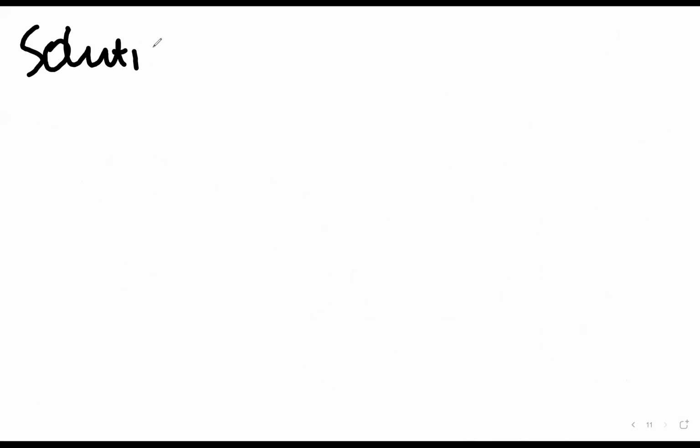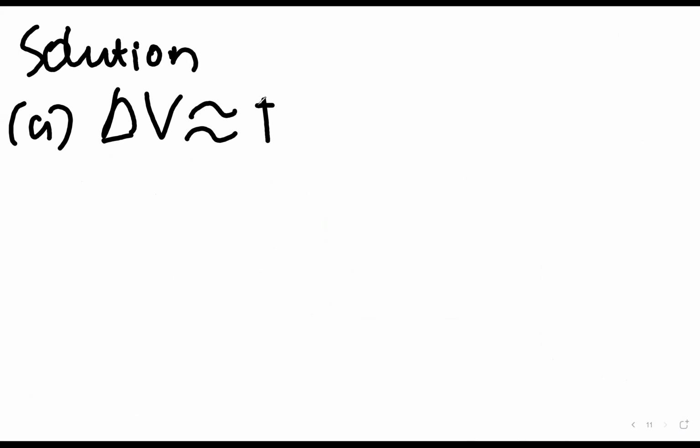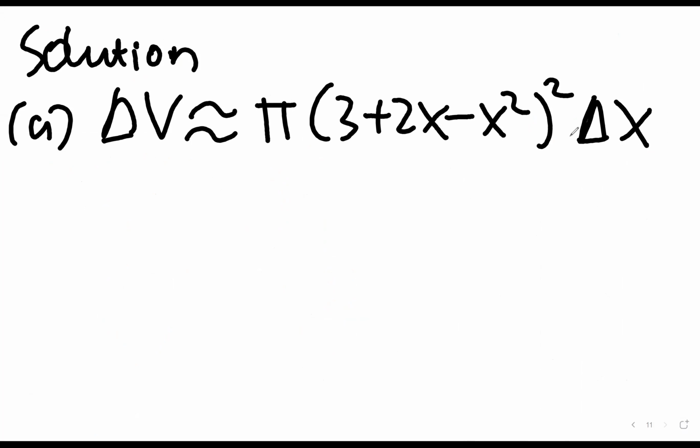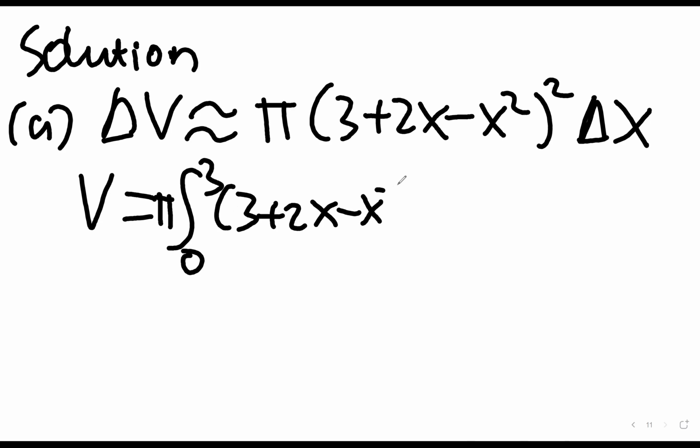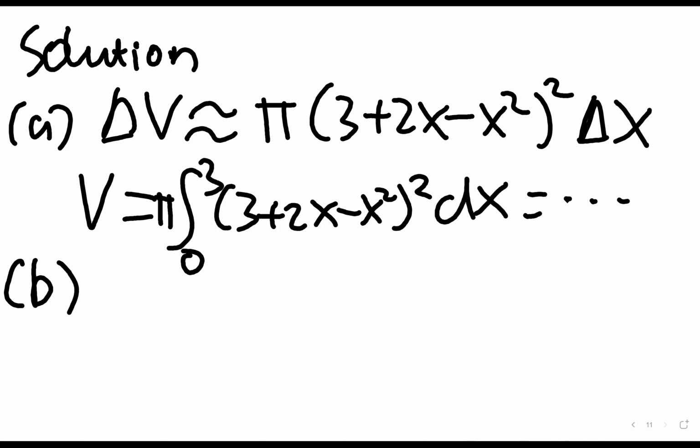Write the solution. So in A, delta V is pi (3 plus 2x minus x squared) squared delta x. So V is the integral from 0 until 3. Of course, you can put pi outside the integral. And then, of course, you can calculate it, just expand the integrand and then use the fundamental theorem of calculus. Okay, so now let us continue with part B.